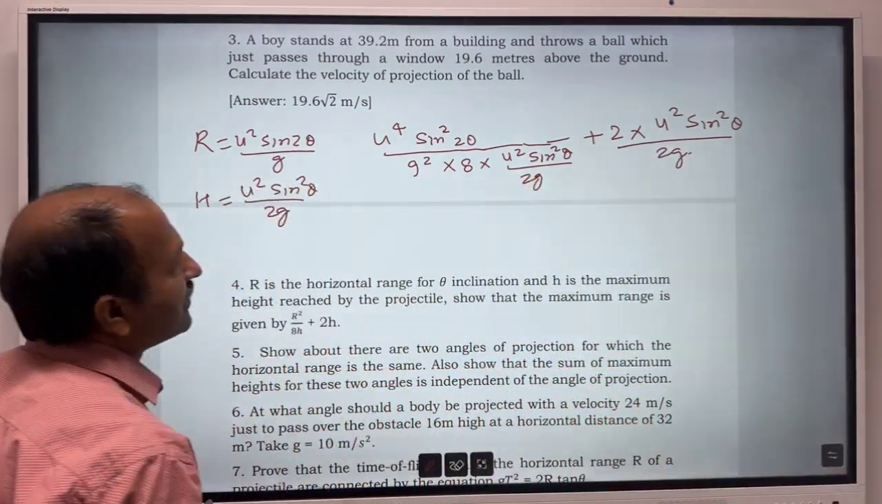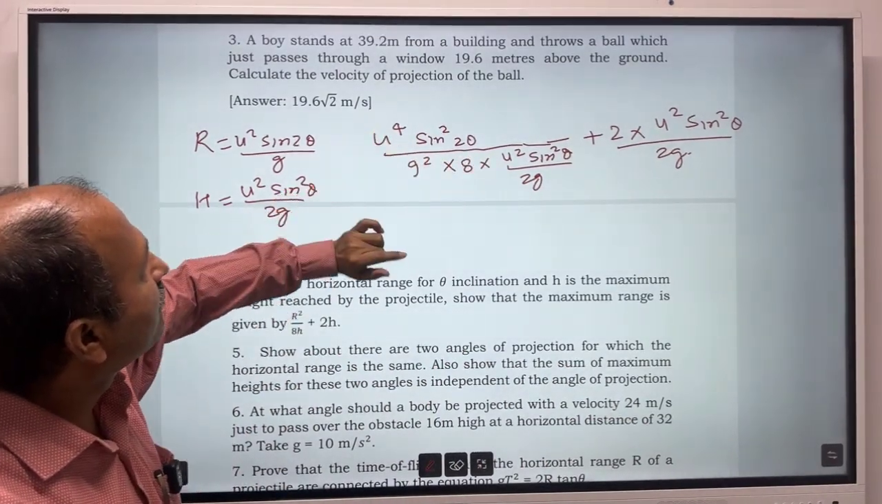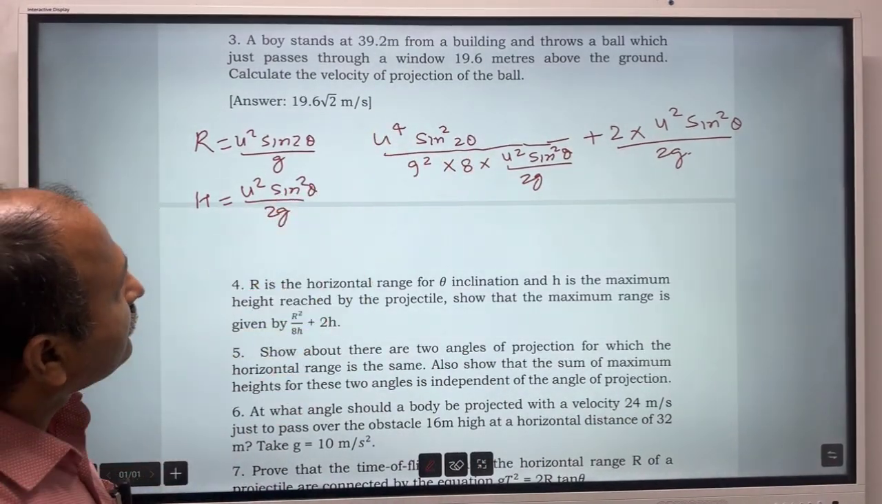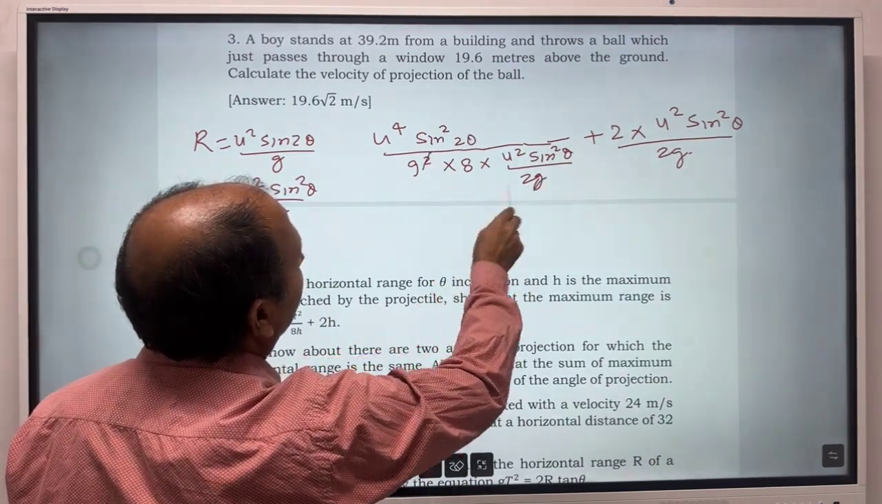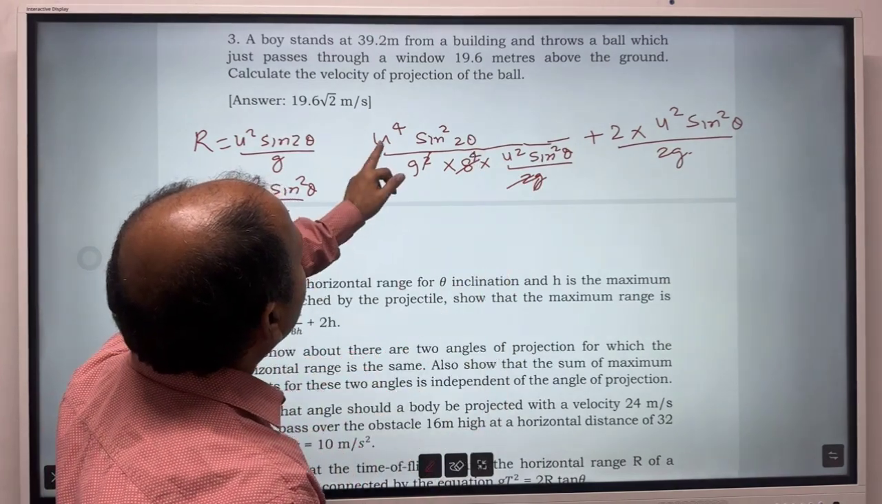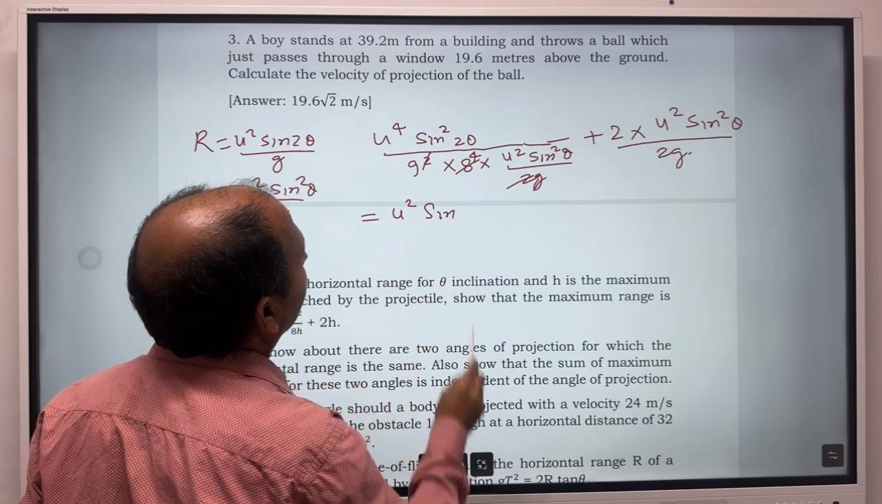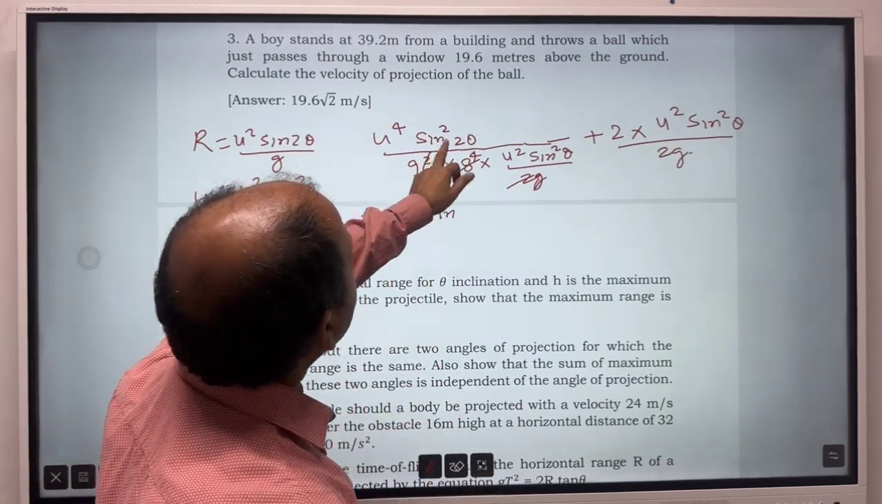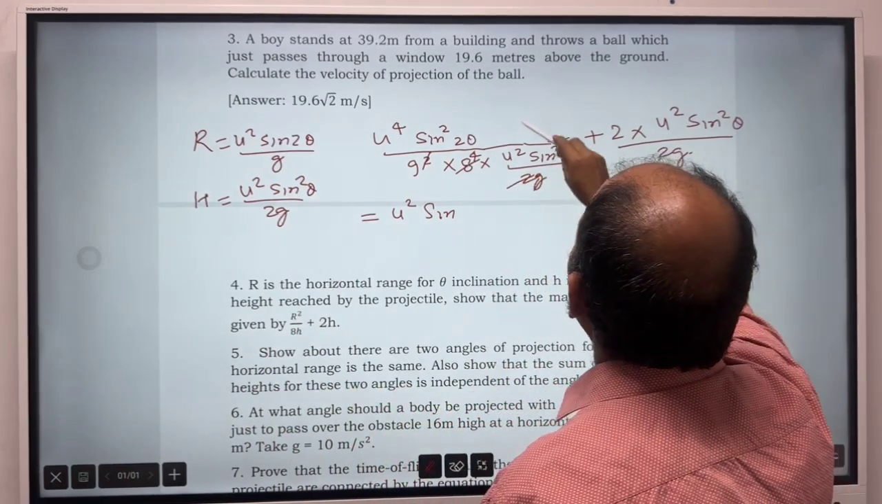Now let's see, something will get cancelled. So u square will get cancelled from here, and 1g will get cancelled from here. This g will get cancelled from here. This 2 will cancel this 4 times. So we will be left with u square sine, here this is sine square 2 theta, and here this is sine square theta.